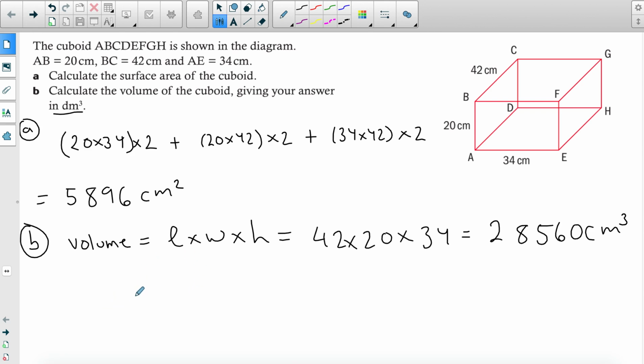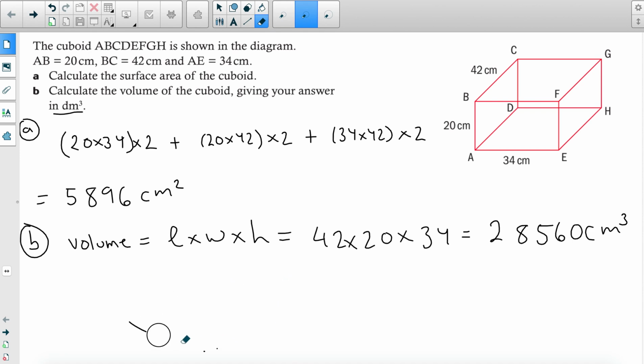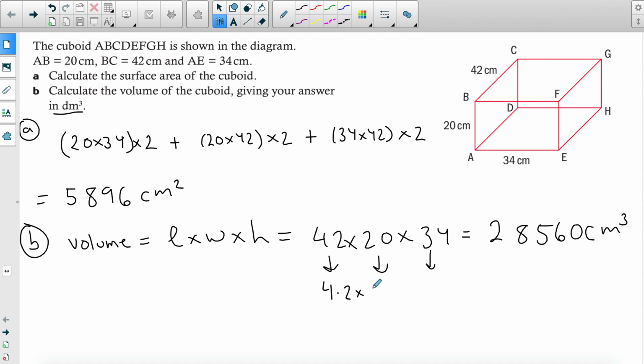Now, in order to write it in decimeters, you need to remember the conversions between the SI units. In order to get from centimeter to decimeter, you have to divide by 10. And in order to get from decimeter to meter, you have to divide by another 10, which is why from centimeter to meter, we divide by 100. But we need to convert it to decimeter cubed. So you can change each one of these lengths to decimeters: divide by 10, divide this by 10, and divide that by 10. So you'll have 4.2 times 2.0 times 3.4. Or you can simply divide this value by 10 to the power of 3.